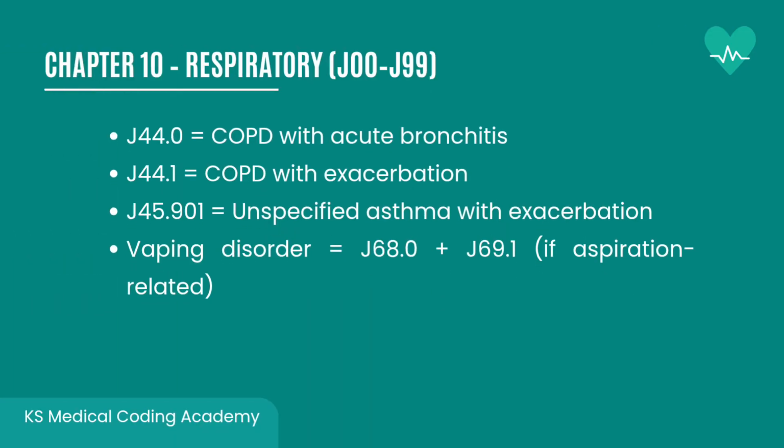Chapter 10: Respiratory System. For COPD, use combination codes like J44.0 for COPD with acute bronchitis and J44.1 for COPD with exacerbation. Asthma with exacerbation equals J45.901. For vaping-related conditions, review all related symptoms and exposures.